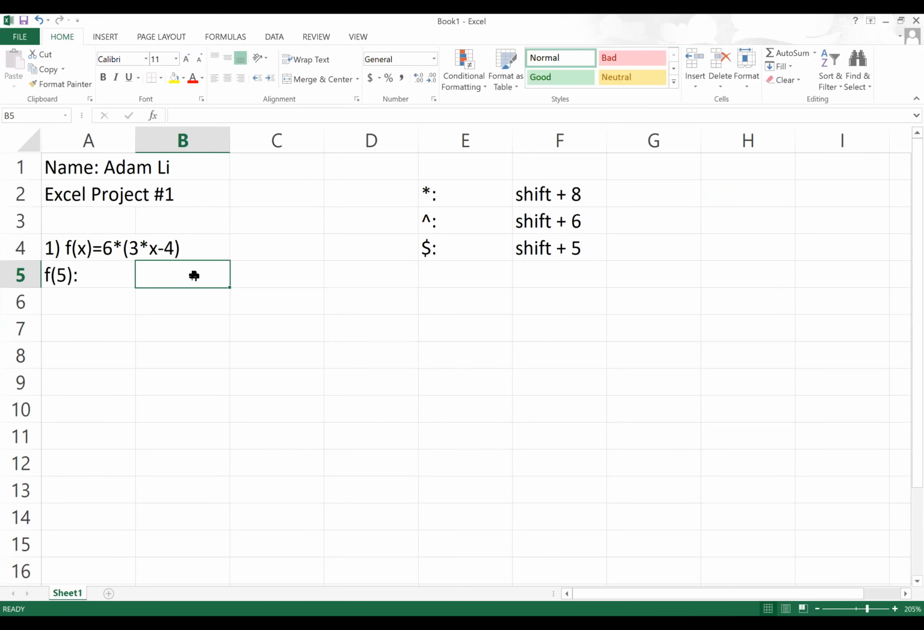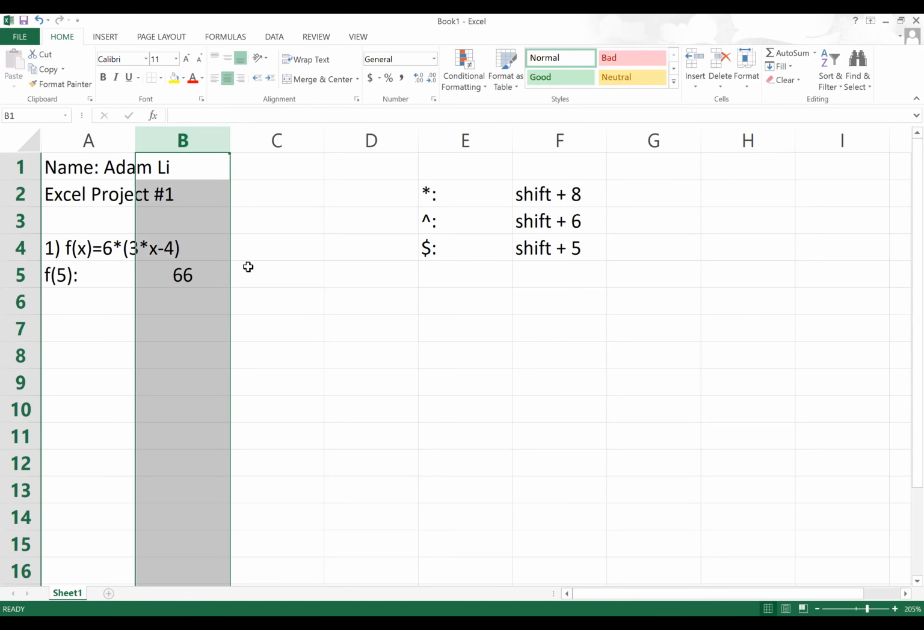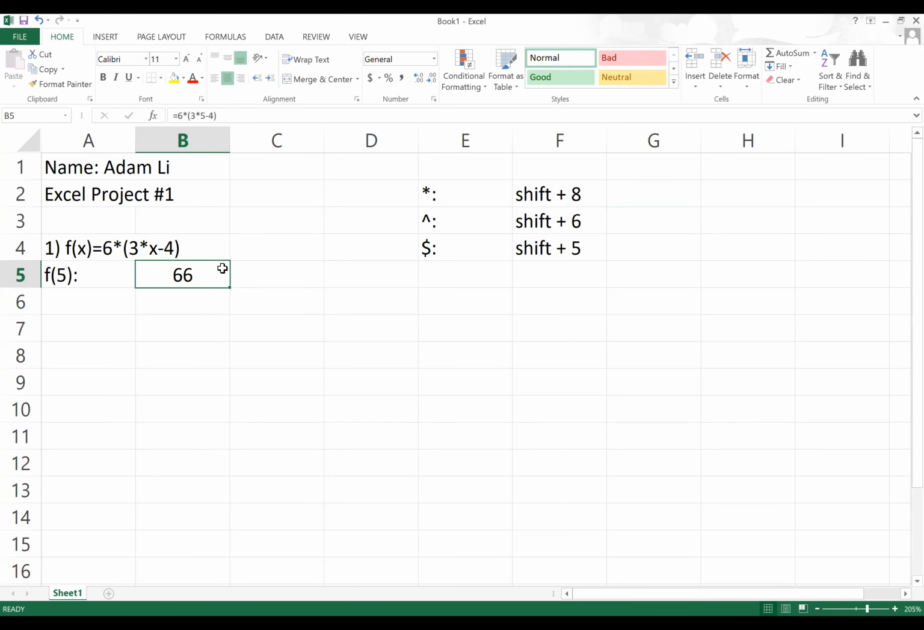So let's calculate this. It should be six times, and then three, now replace x, x becomes five, five minus four. Let's do it, and then you hit enter, you should get the result. Okay, 66. If you want to double check your result, you could put it into the calculator and expect to get the same result. And that's f of five.